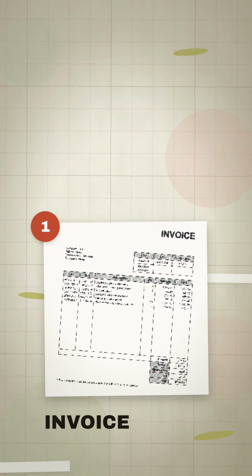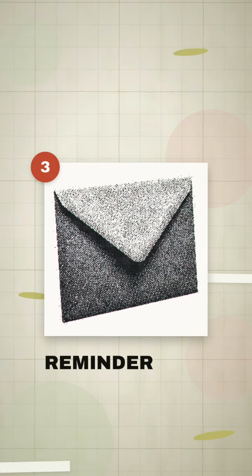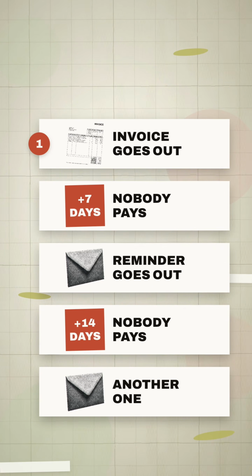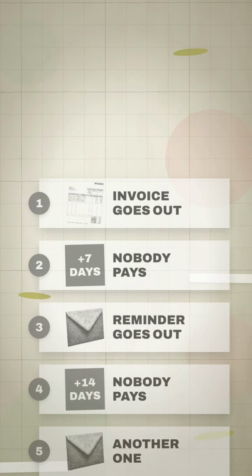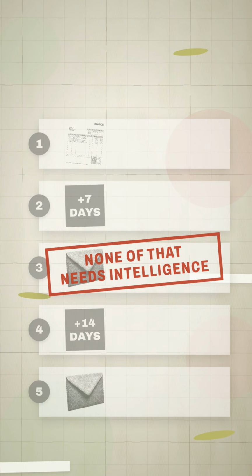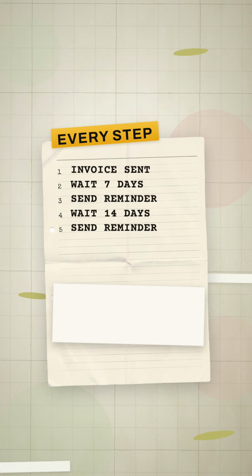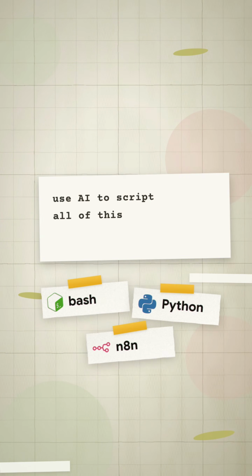This is like when the invoice goes out for your client and nobody pays you in 7 days, so then a reminder goes out, and at 14 days another one goes out if they haven't paid yet. Because you already know every step and you already know what the result is supposed to look like, yet none of that needs any AI intelligence, because you can write every step of it down. This is an example of where you should be using a script for yourself and keeping AI out of it completely.